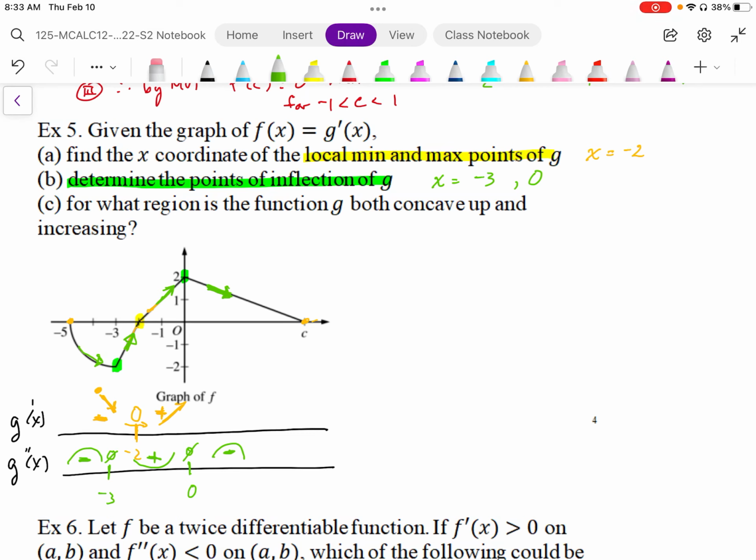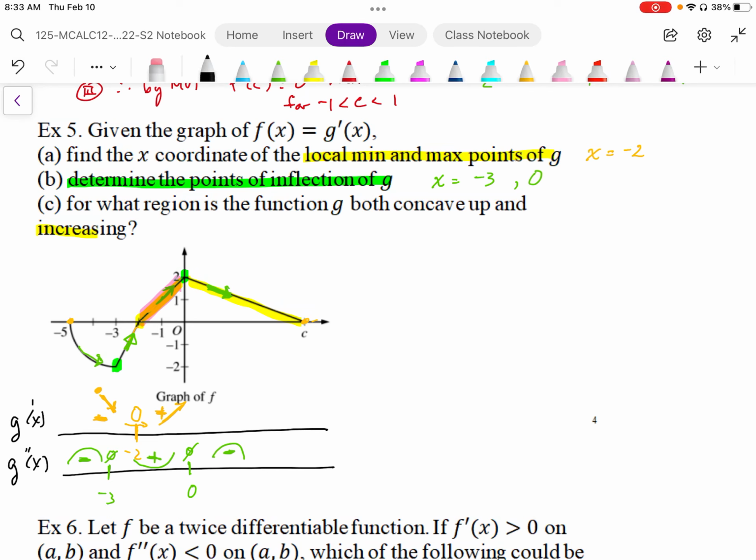Part C says, for what regions is a function g both concave up and increasing? So increasing means it's positive. Okay, so increasing means that we have to be on the positive side of the x-axis. That means it's a positive slope. That means it's increasing. If we want concave up, we need to have it sloping up. So it's going to be this section here. That's going to be the region that's both concave up, which is sloping up, or the slope of the slope is sloping up, and then it's increasing. So it means that the y values of the slope graph are positive.